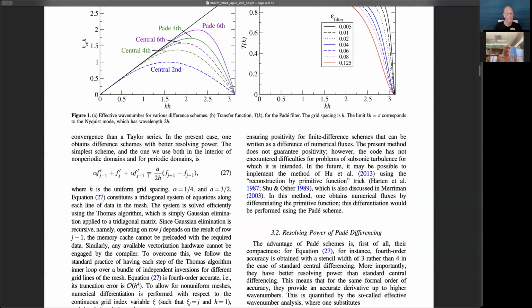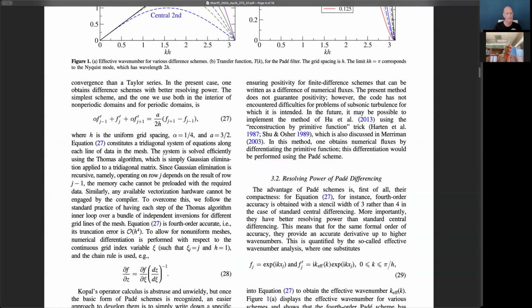Before we go on, let me show what the simplest Padé scheme looks like. This is called a standard Padé scheme, equation 27.